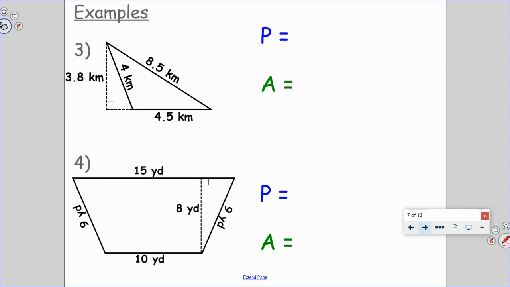All right, onward we go. Finding the perimeter of this triangle, again, you see dashed lines, which are not a part of the shape, which means that 3 and 8/10 is not going to be needed for the perimeter. So we're going to add up the lengths of all edges.